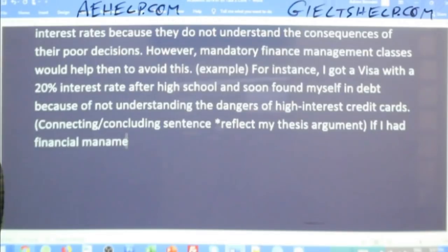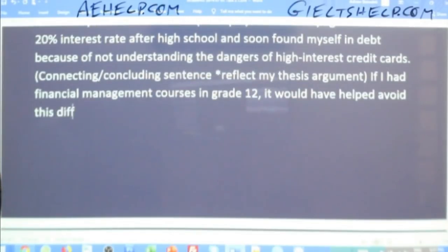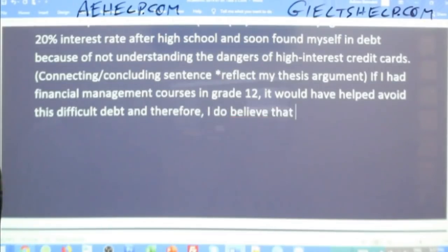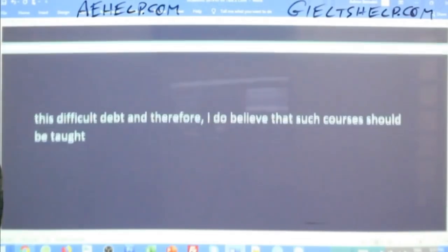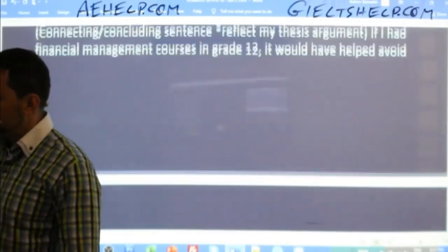If I had financial management courses in grade 12, it would have helped avoid this difficult debt, and therefore I do believe that such courses should be taught to secondary students. Okay, so that's my connecting concluding sentence.